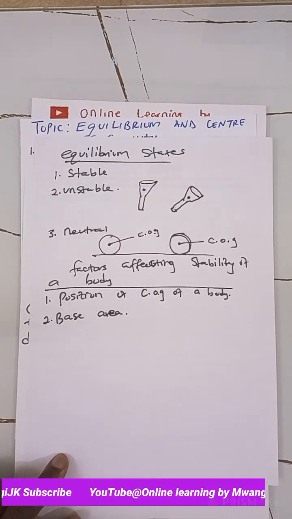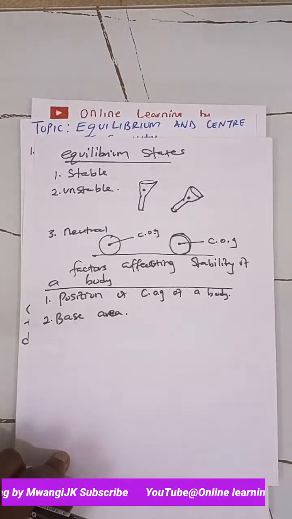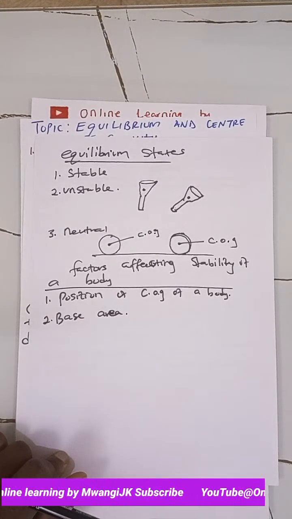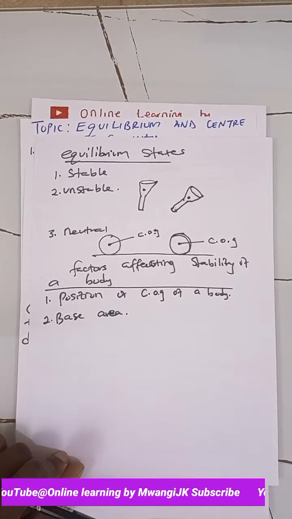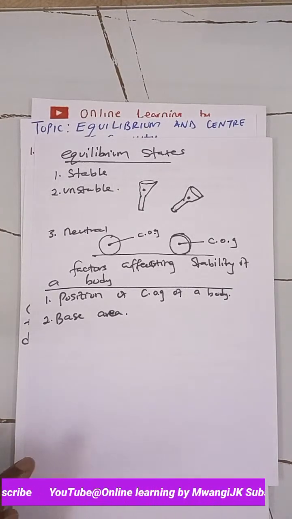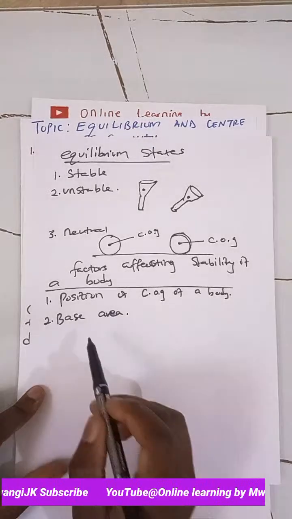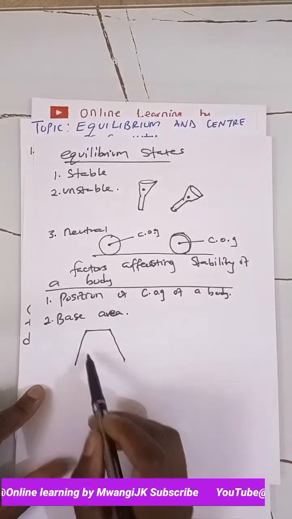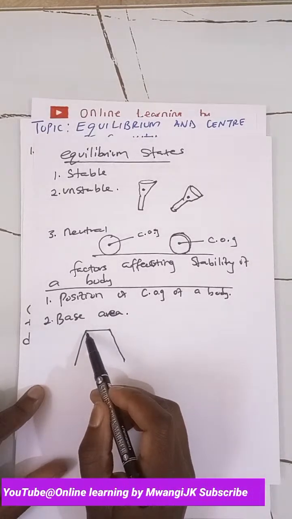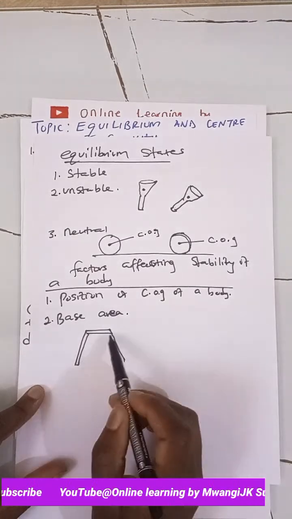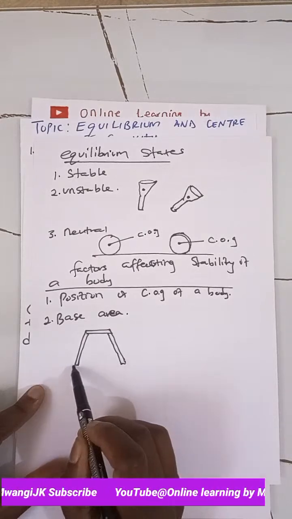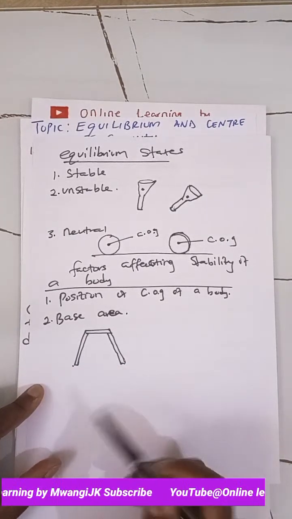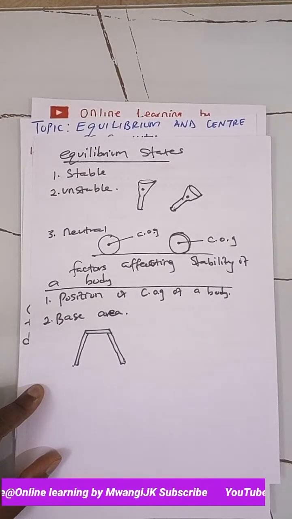When making a stool, it is made in such a way that its legs appear to separate. So we are making the legs in that kind of manner to make sure that we increase the base area and hence enhance the stability of that body.